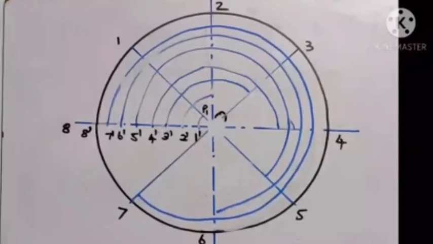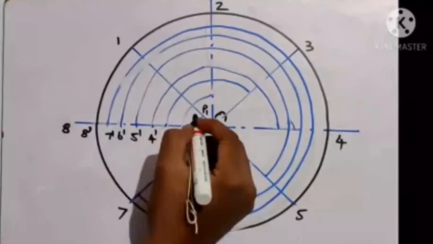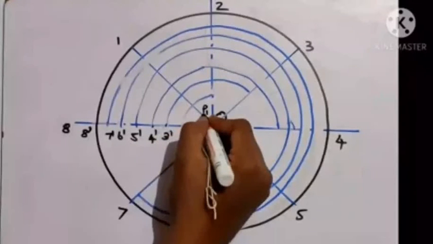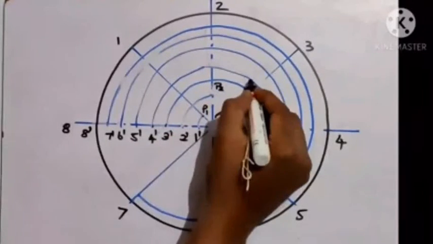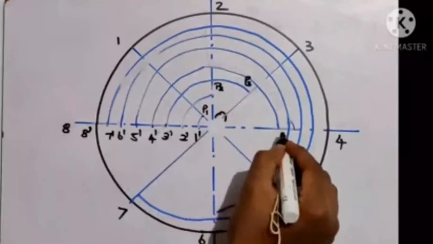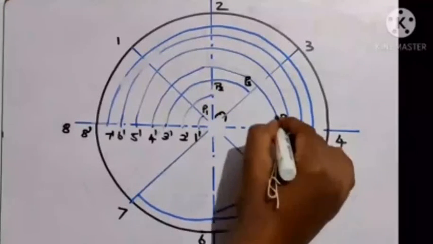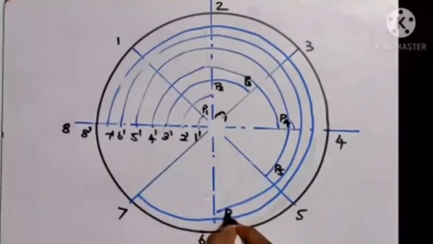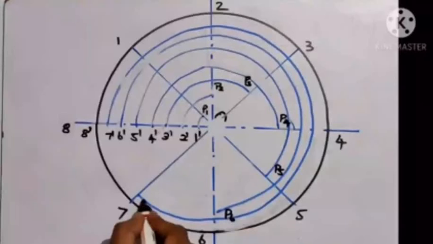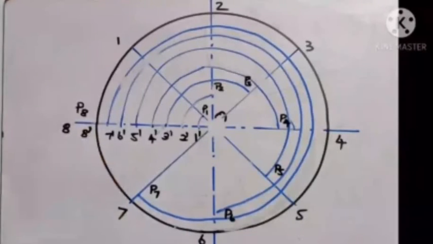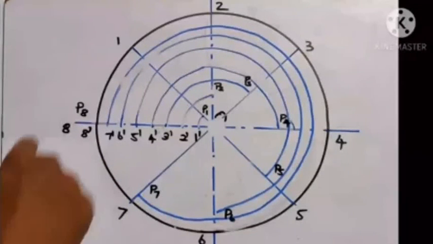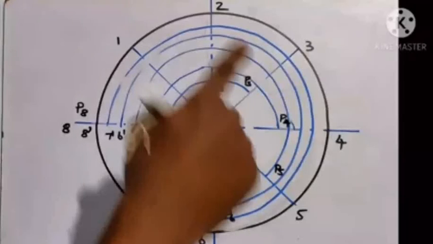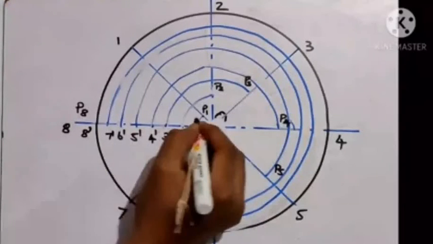So let's name the points. As I told, I made this as P1 and this should be my P2, P3 and P4, P5, P6 and P7 and this should be my P8. Once we've done that, we need to smoothly connect the points from O to P8.